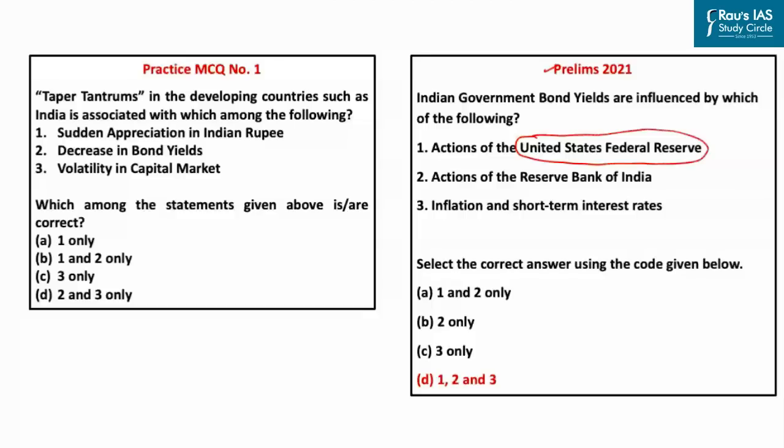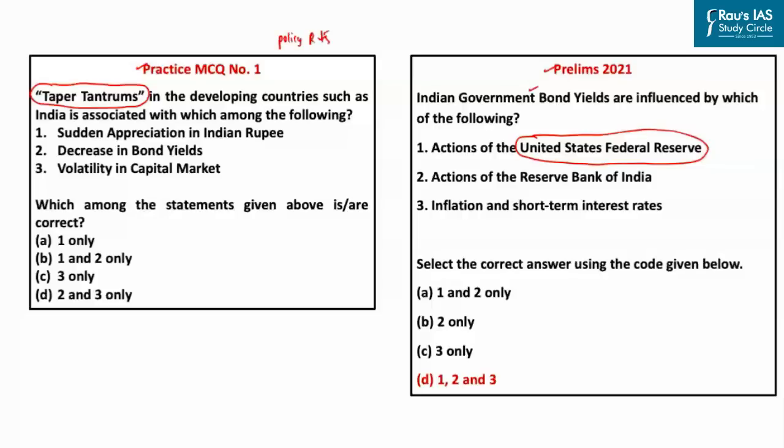So in prelims 2021, we had this question as to what all factors affect the bond yields in India. Based upon this, let us take up this practice question. The question is, taper tantrums in the developing countries such as India is associated with which among the following? Taper tantrums refer to the adverse impact on developing countries such as India when the US Fed Bank announces an increase in the policy rates.